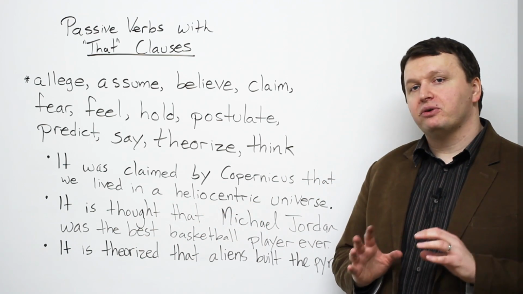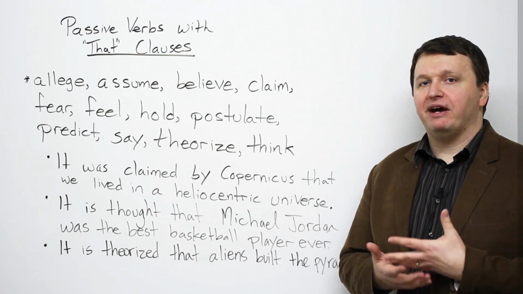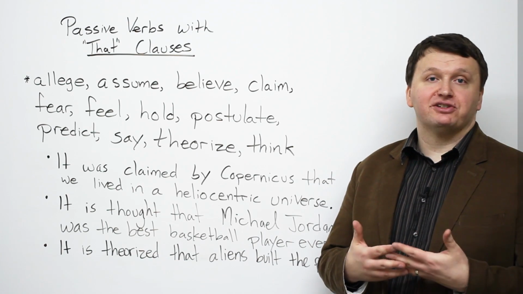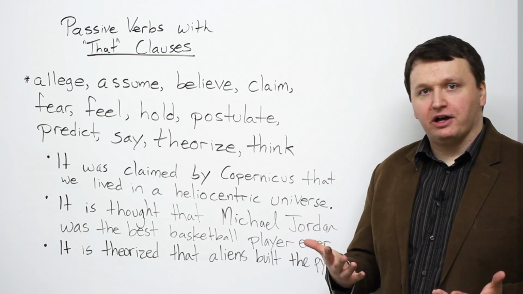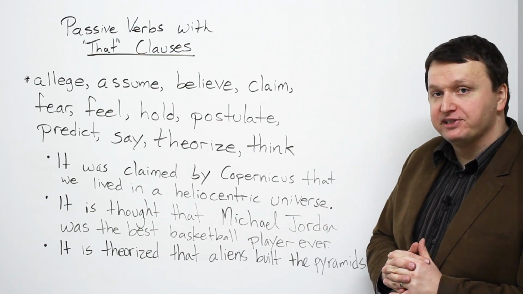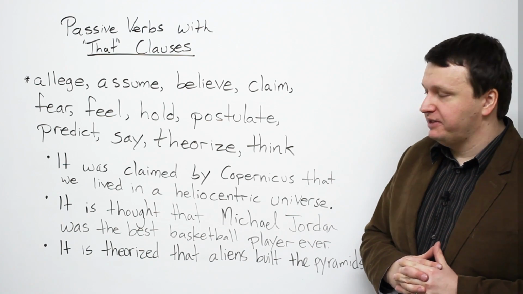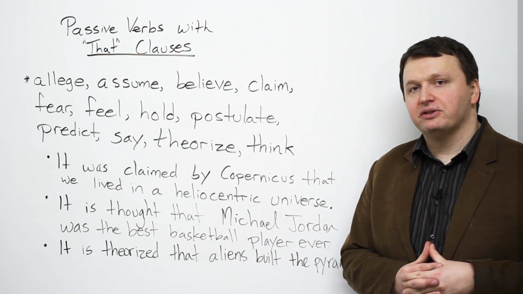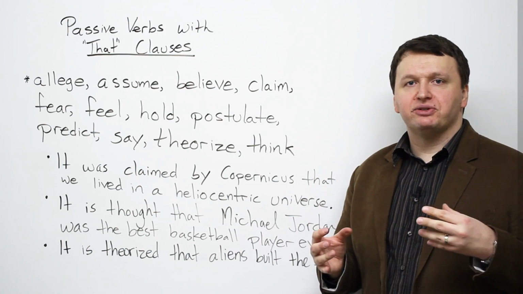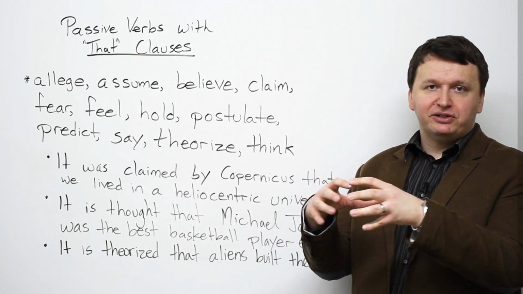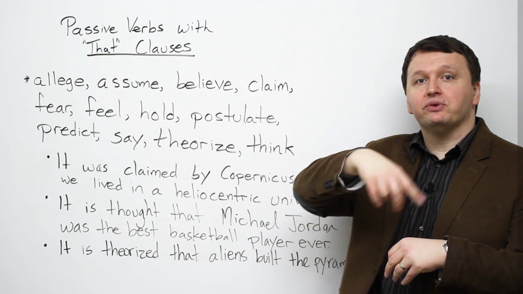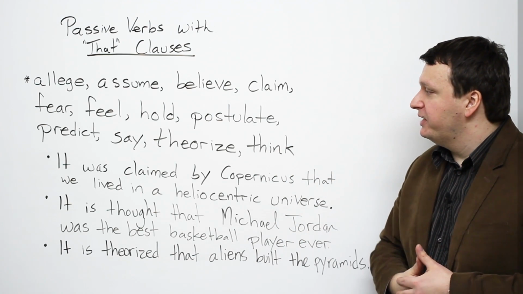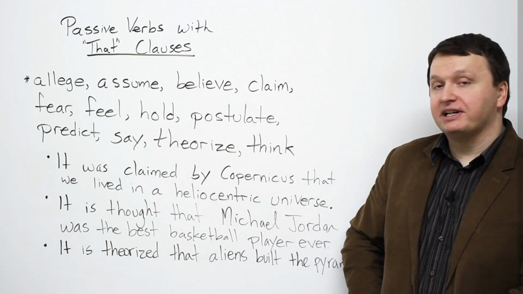And we can first notice a passive structure. So we have to understand what passive actually means and what a that clause is. So we have, for example, it was claimed by Copernicus that we lived in a heliocentric universe. Again, heliocentric means the sun is the center of the universe and everything else goes around the sun. So here we have, it was claimed.